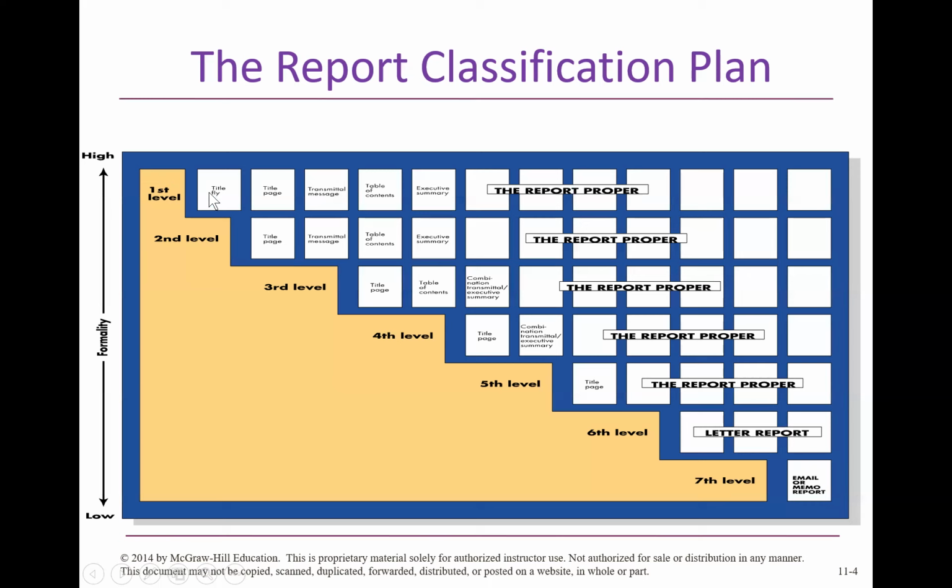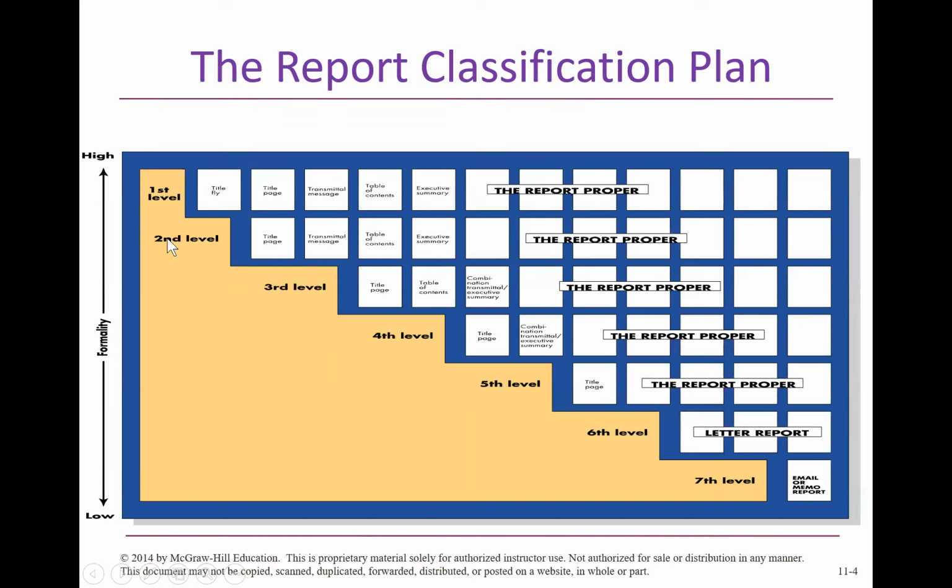The email or memo report is the shortest report, and the longest report will include the title fly, title page, transmittal message, table of contents, executive summary, report proper, and also appended parts. Appended parts are important for all reports. That's why these have not been included. Appended parts are also one of the important components of short and long reports.